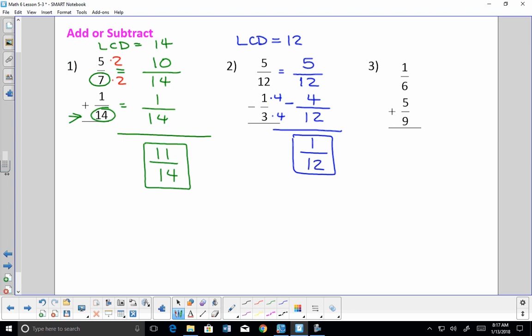Looking at number 3, my largest number is 9. 6 does not divide into 9, so my least common denominator is not 9. So just start to think of numbers that both 9 and 6 divide into evenly. If you can't find the number, then you're going to have to do the least common multiple. I know that 9 times 2 is 18, and 6 divides into 18, so my least common denominator here is 18. So I know I'm going to have to change both fractions now.